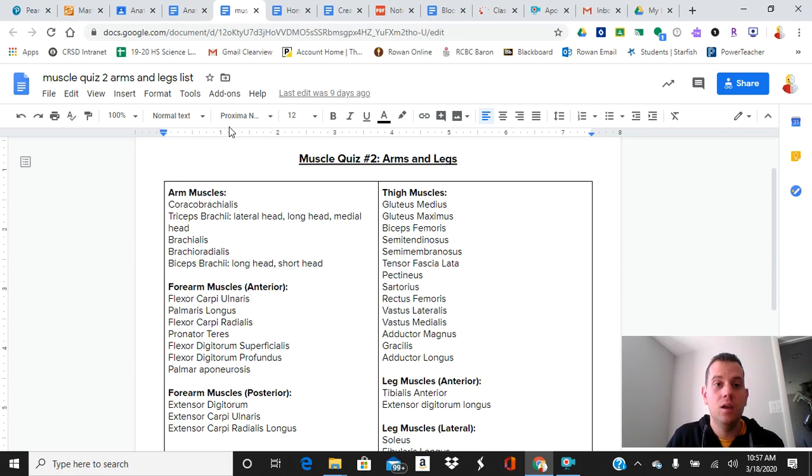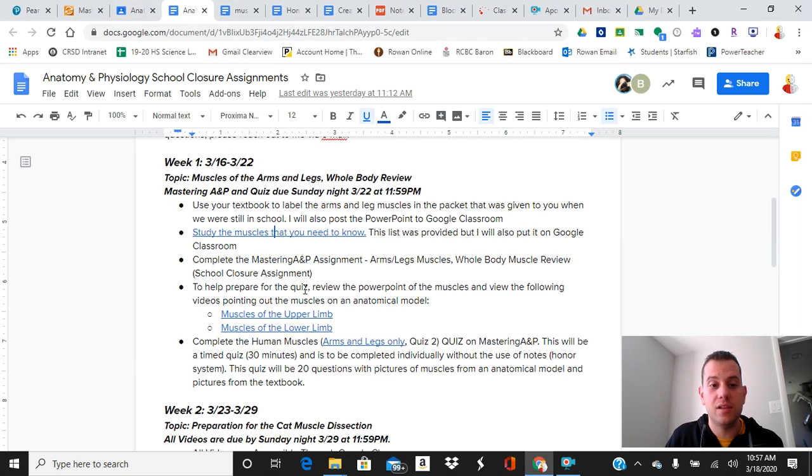To help reinforce that, there's a Mastering A&P assignment to complete this week that's like a homework review on the arms and legs and the whole muscle. It's called the school closure assignment. And then there's also a quiz on Mastering A&P. For the assignment, the Mastering A&P whole muscles, arms and legs, you have as much time as you need. Take your time. There's no time limit. The quiz is timed 30 minutes.